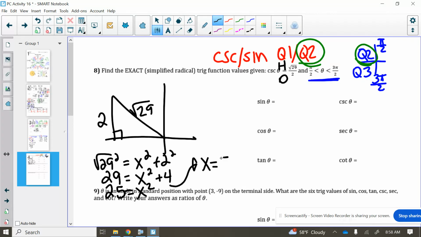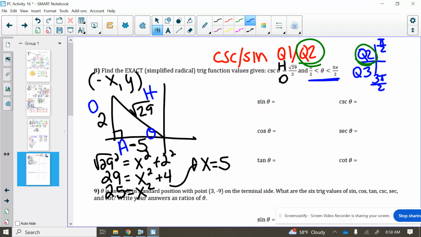So the square root of that is 5. Now, reminder, in quadrant 2, your x value is negative. So we're not just going to put 5. We're going to use negative 5 as that adjacent side in our setup.